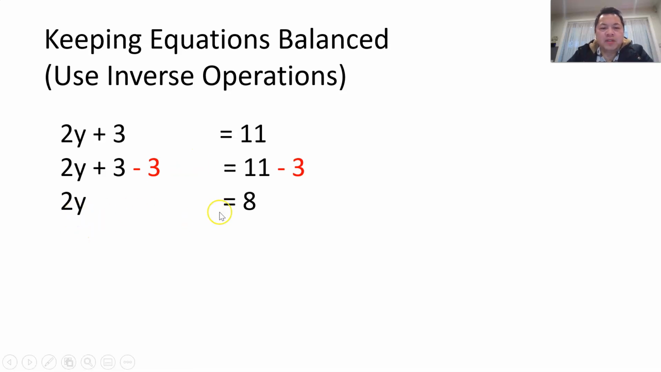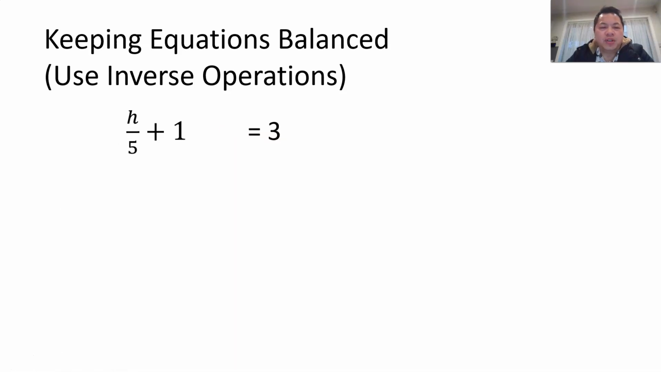So we know that 2 apples is $8. So to find 1 apple, 2 apples divided by 2 is 1 apple. 8 divided by 2 is 4. So y equals 4. Okay, so this is actually called the inverse operation method in solving algebraic questions.